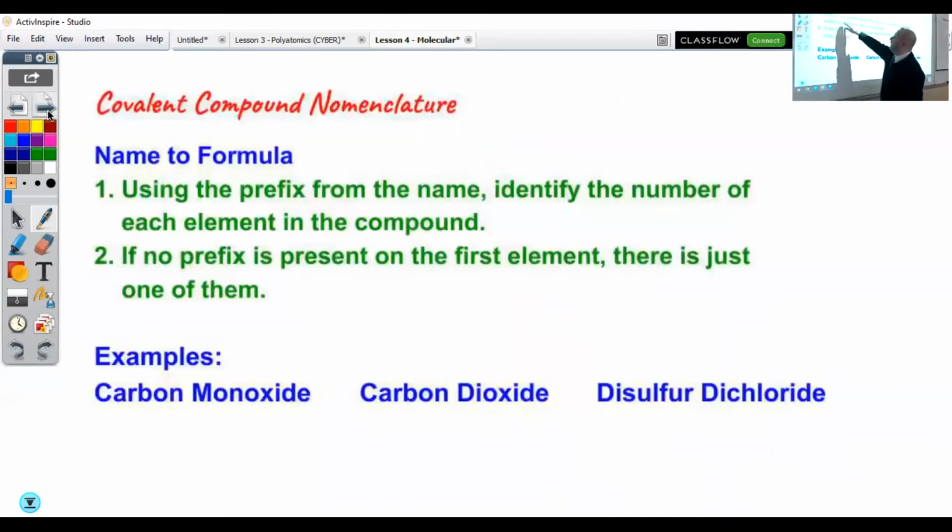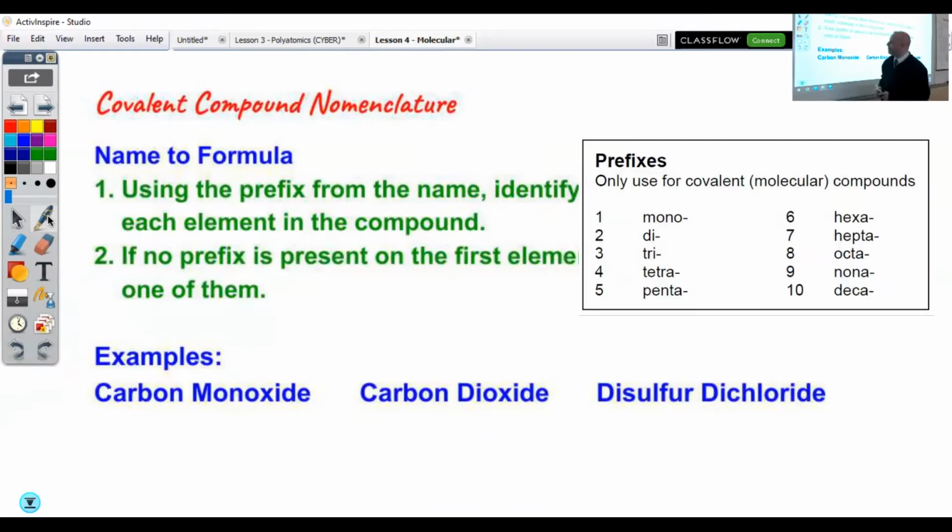If you notice, in the beginning it says, using the prefix from the name, identify the number of each element in the compound. Again, using the prefixes from the left side. If no prefix is present on the first element, there is just one of them. Let's take a look at our first example. We have carbon with no prefix, so we'll have just one carbon atom. Our second element, oxide, which is oxygen, has the prefix mon, which means one. So we'll write a single oxygen atom.